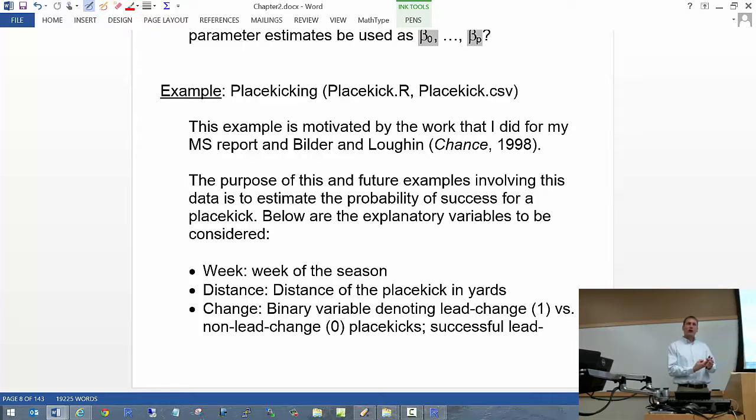So that's why I call this my place kicking example, because I'm going to look at both field goals and PATs. I think I talked about this before. Have I talked about this before in this class? I apologize if I have.